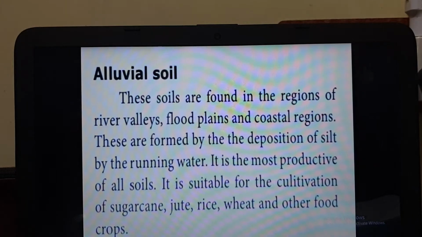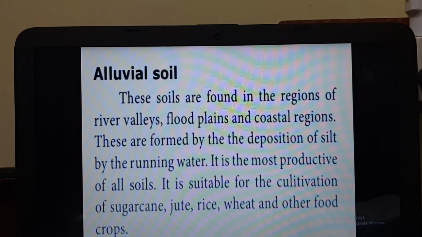Okay, in the river, when the running water comes in the river, it carries some dust particles, small stones, isn't it? So that is called as what? Silt. Mud, small dust particles, stones, all together is called as silt. Okay, it is the most productive of all soils.